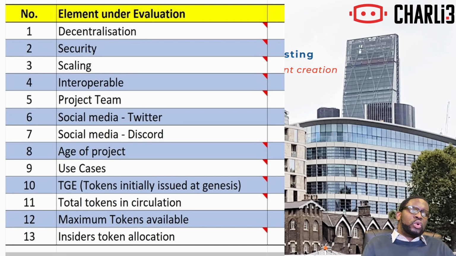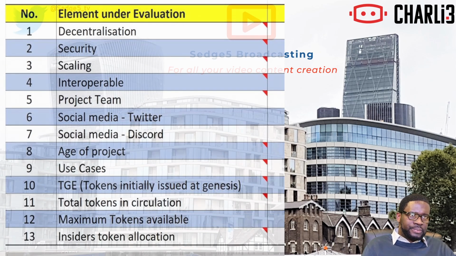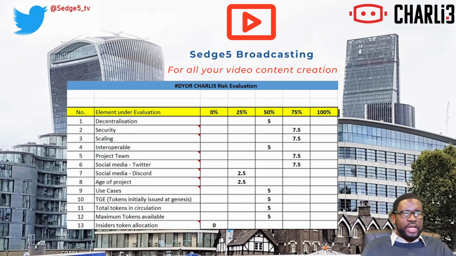Now, here are some of the scores we allocated to Charlie 3. On decentralization, 5 points out of 10. On security, 7.5 points out of 10. On scaling, 7.5 points out of 10. On interoperability, 5 points out of 10. Project team, 7.5 points out of 10. Social media via Twitter, 7.5 points out of 10. Social media via Discord, 2.5 points out of 10.